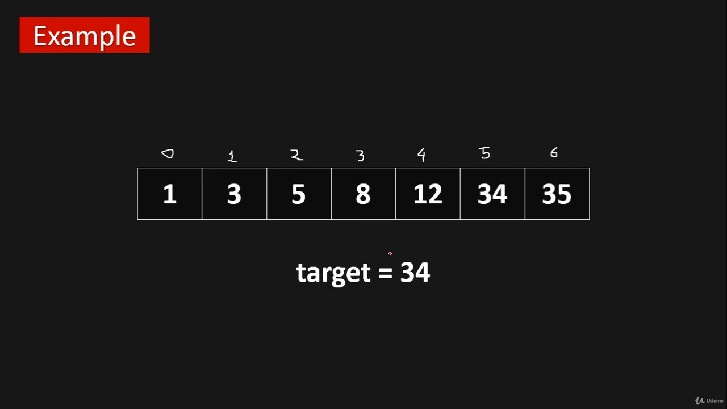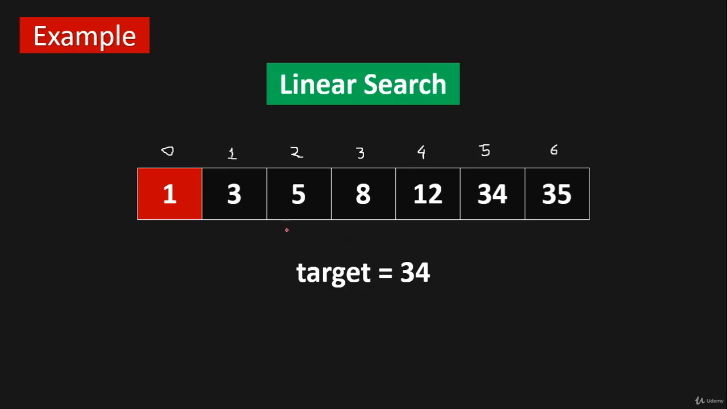We can solve this problem using linear search pretty easily by checking the array element one by one. Let's see how linear search actually works. First, we'll check the first element 1. Does 1 equal 34? No. So let's go to the next element. Does 3 equal 34? No. Let's go to the next element.